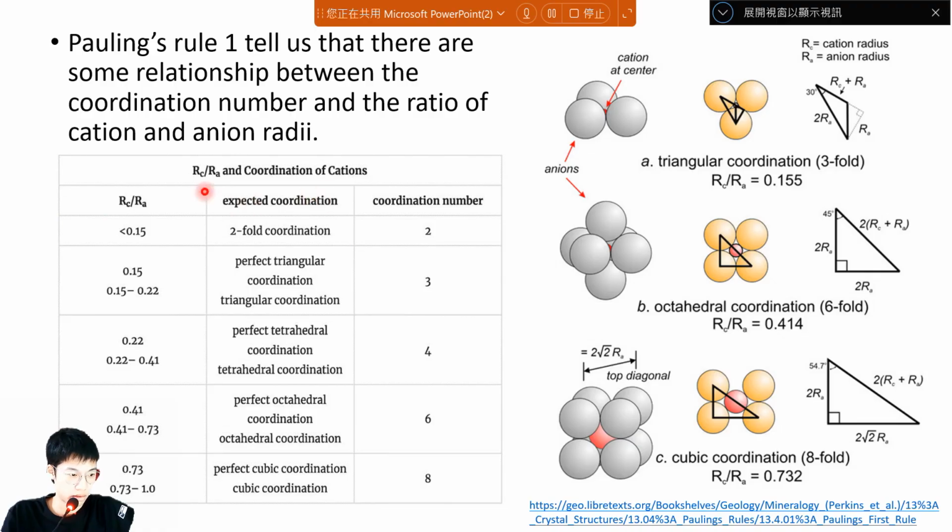So in this graph here, we divided the cation's radius by the anion's. So there are some ratios like smaller than 0.15, or between 0.15 and 0.22. We can use them to look at what their coordination number is, so we can generally know what their structure would be like.